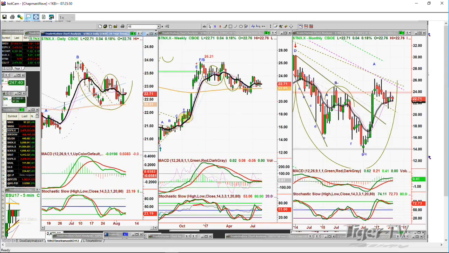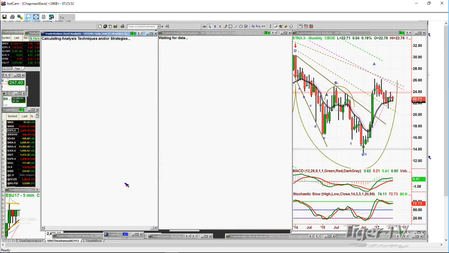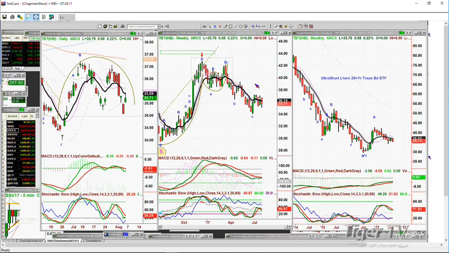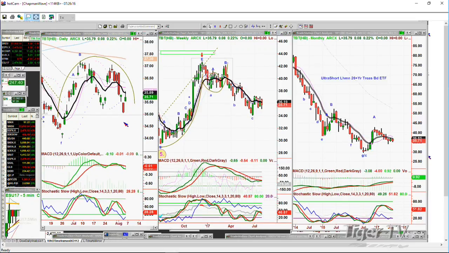The TBT, which is the inverse of the TLT, the Lehman 20-year T-bond fund, that's the ultra-short Lehman 20-year Treasury bond fund, has been making lower lows and lower highs in an arch formation. If it's going to be successful, it needs in the weekly chart to break above that high of 37.21 made the week of the 7th of July. Any pullback that takes it underneath 35.05 says no, arch formation, TBT is going down.